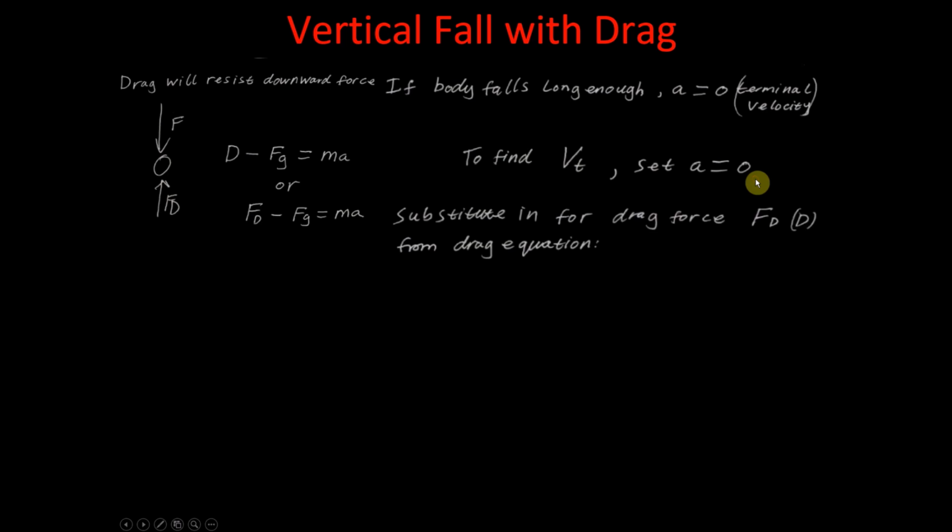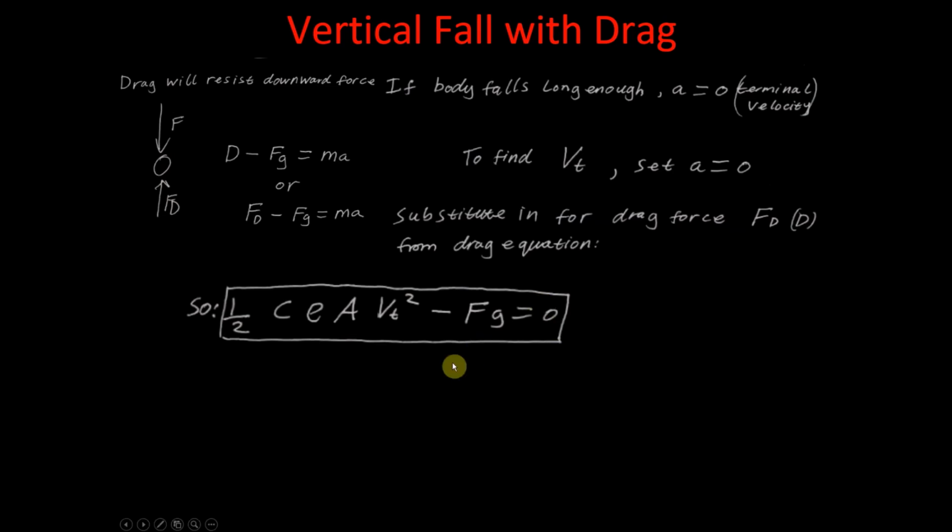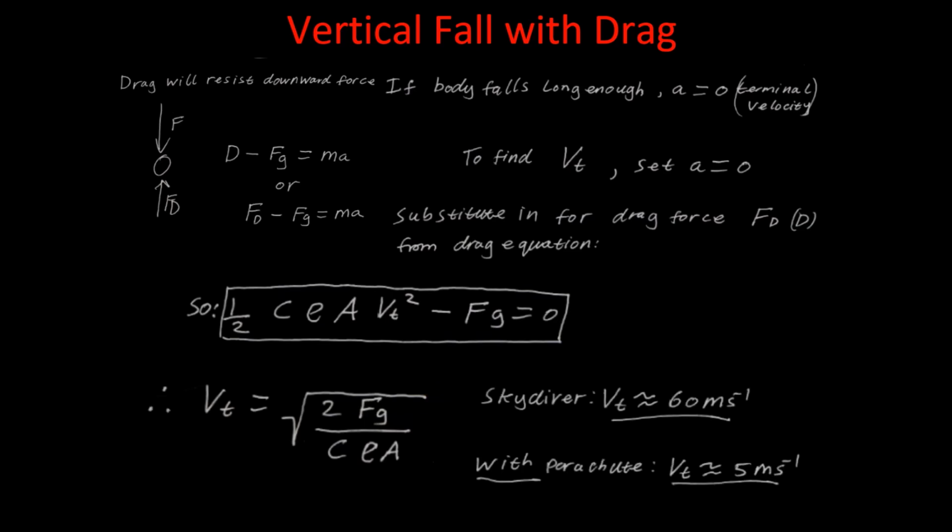You can substitute in for the drag force in these equations and say that 1/2 C rho A vt squared, t being the terminal velocity, minus the force of gravity will equal 0. That means we can find the terminal velocity as the square root of 2Fg over C rho A. It turns out for something like a skydiver that your terminal velocity is about 60 meters per second.